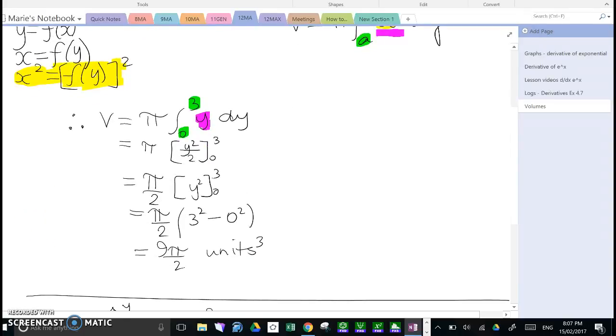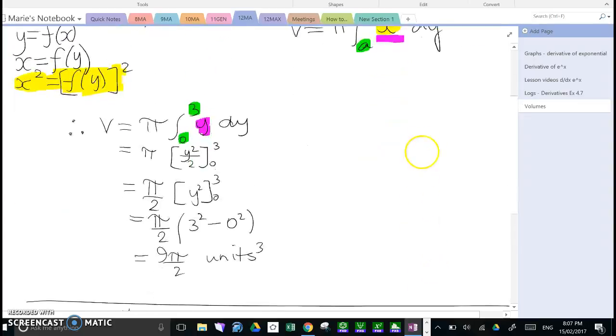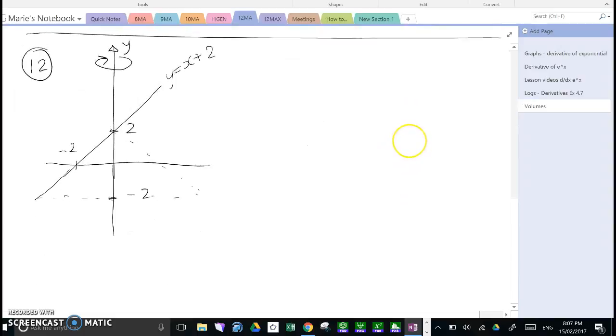Now it's just a matter of integrating. So if you've got y, raise it, divide by it. Notice that I just bring that 2 out the front underneath the pi, which you can do. And then I substitute in. So 3 squared minus 0 squared. That gives me a total answer of 9 pi on 2 cubic units. So that was number 10. I think we should do 12 together.